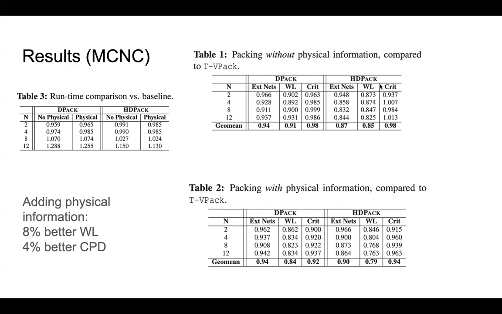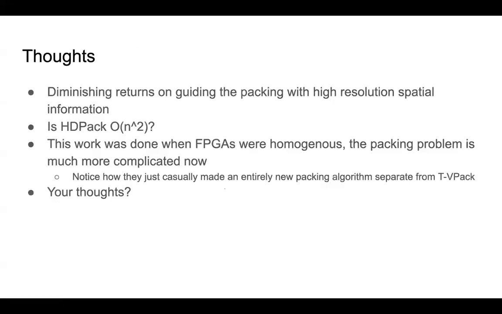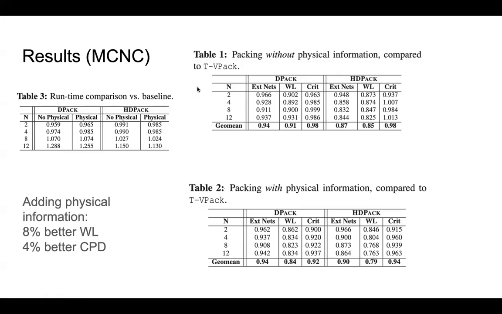They have DPAG and HDPAG, and they both can work without physical information. Without any physical information, the wire length improved by 15% and 2%. With physical information, it's 21% and 94%. So I guess adding physical information, you get 8% better wire length and 4% better CPD, which is nice. What was their baseline? The baseline is TV pack. Ah, gotcha.